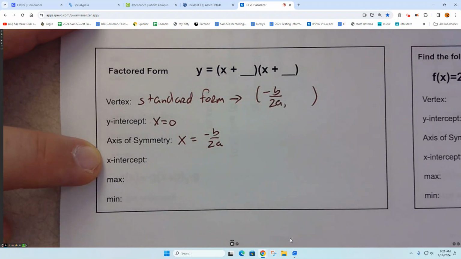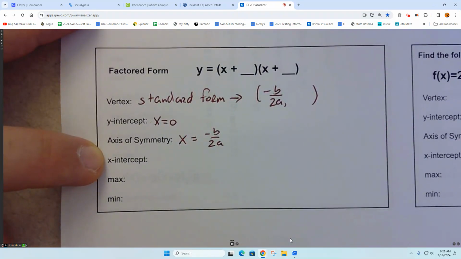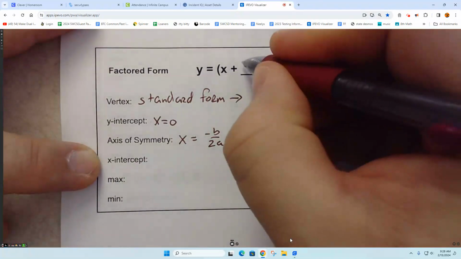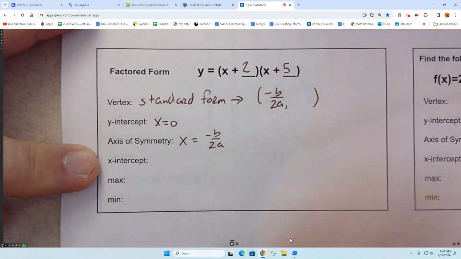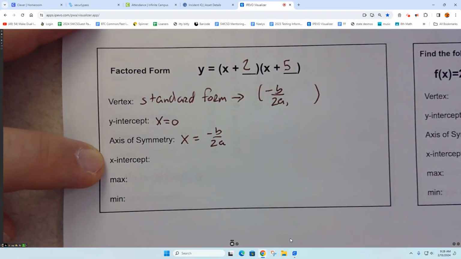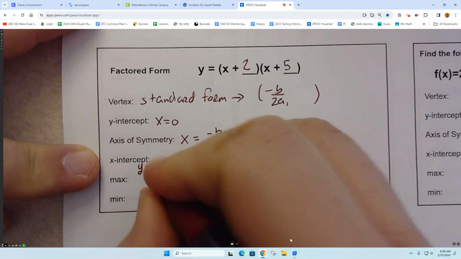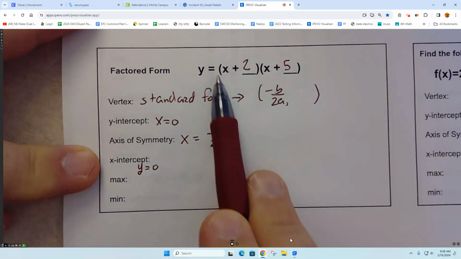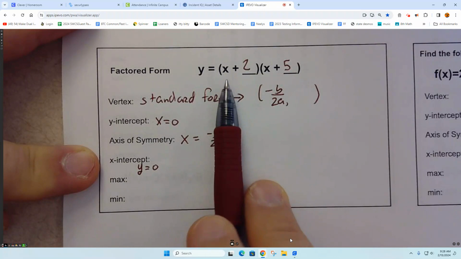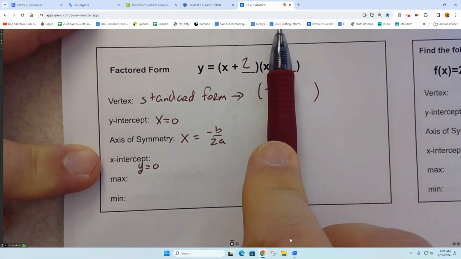So this is the only one where x-intercept has a trick. Give me two numbers. 2 and 5. The x-intercept is when y equals 0, right? So y equals 0. If I can make one of these 0, then what would happen to the other one?